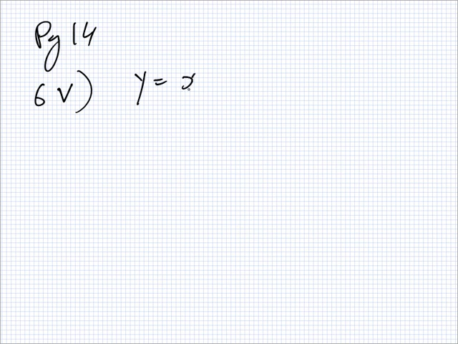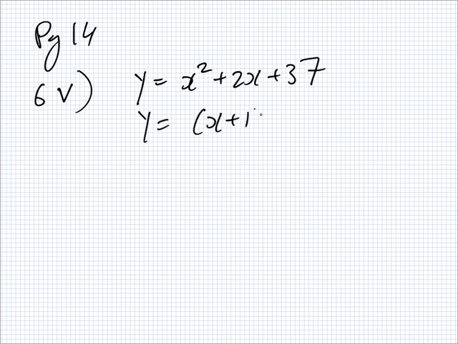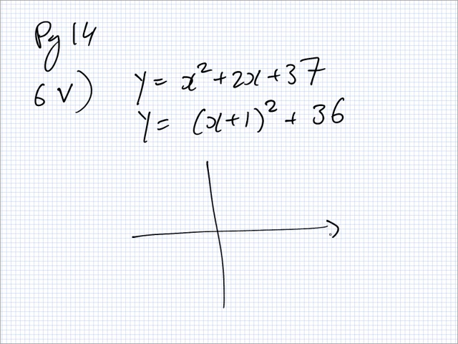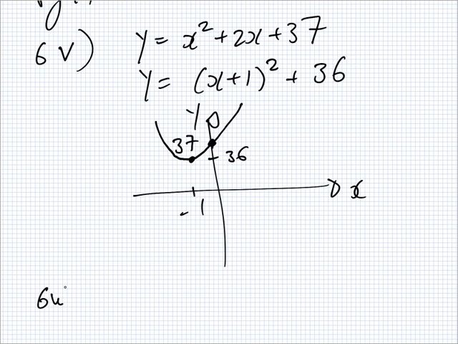y equals x squared plus 2x plus 37. So y equals (x plus 1) squared plus 36. So a quick sketch here. There's x, there's y, it crosses the y-axis at 37, and the vertex at (minus 1, 36), which would be like here, we'll say. And there we go. So that's 6v.